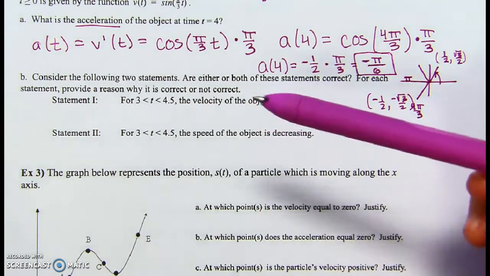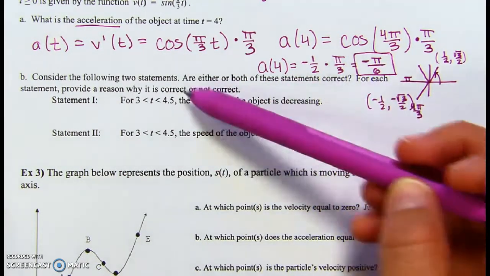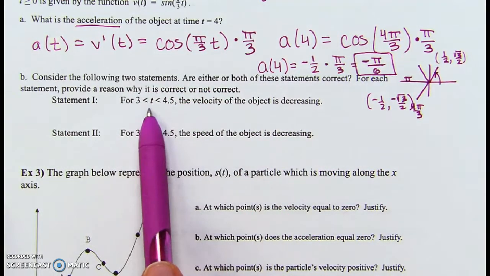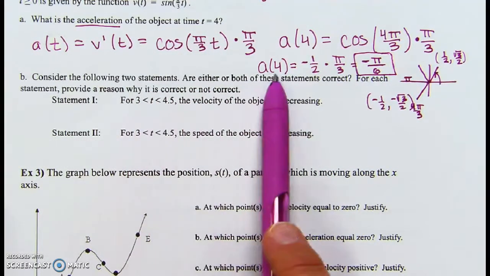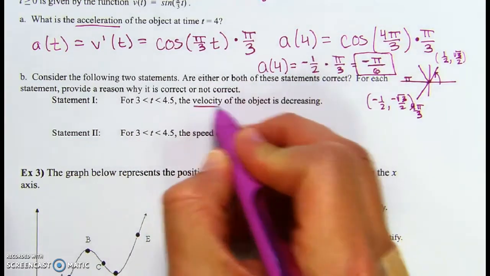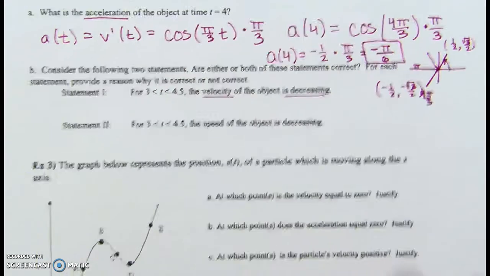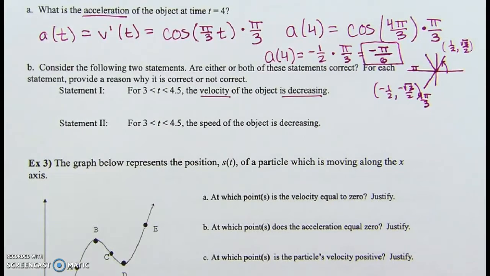Here we go. Consider the following two statements. Are either or both of these statements correct? For each, provide a reason. So when time is between 3 and 4.5, do you agree that 4 is between these two? Yes. The velocity of the object is decreasing. How do we know if velocity is decreasing? So this is really confusing. You got to be careful of your words here. This is not talking about speed. Speed and velocity, two different words.